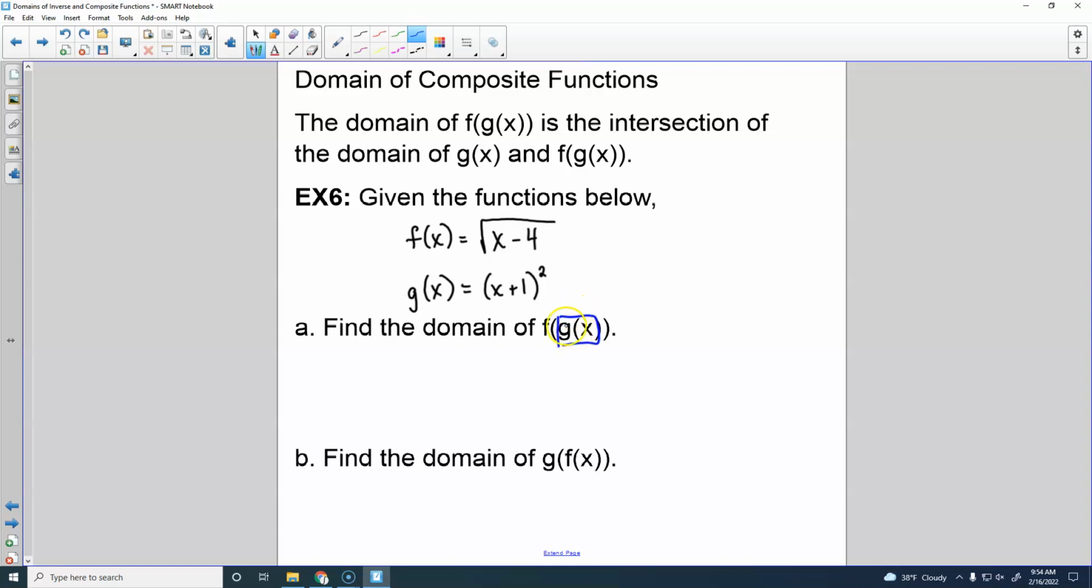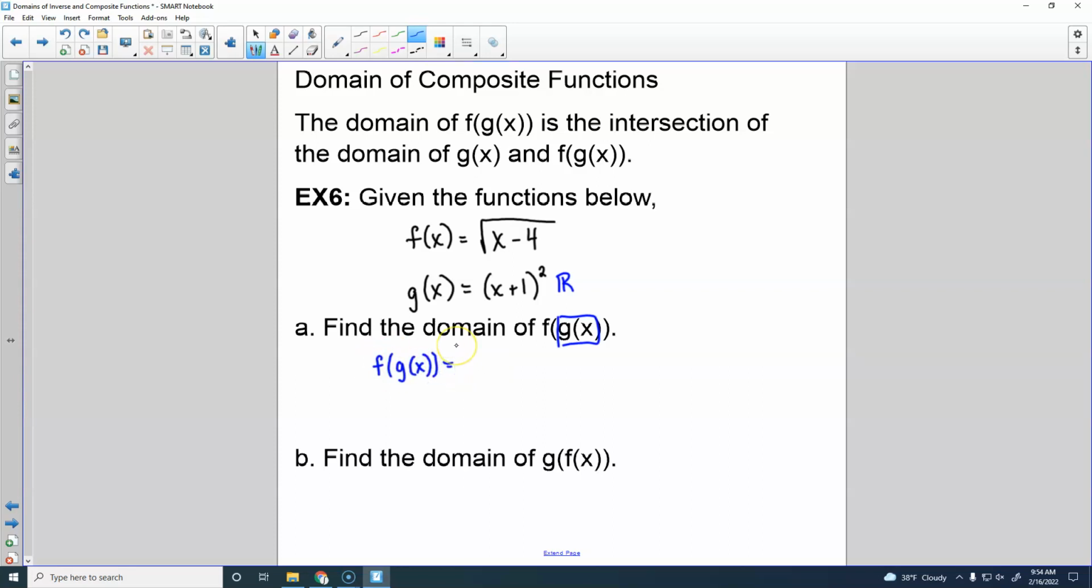So let's talk about g. G is just x plus 1 squared. It's a quadratic. Are there any restrictions on that domain? Domain is all real numbers, right? So the domain for this is all real numbers. Okay. So we don't have to worry about our restrictions for g for this one because our domain is negative infinity to positive infinity. So now we want to look at f of g of x, right?